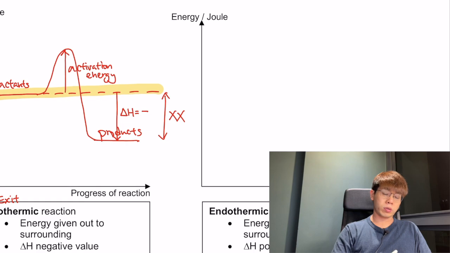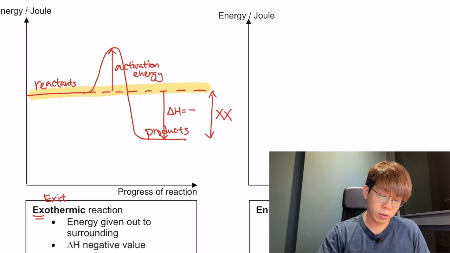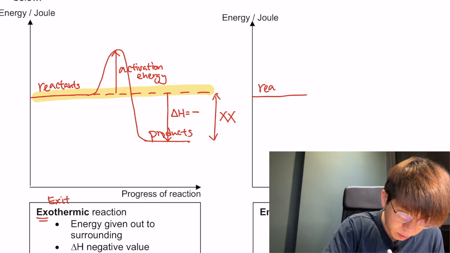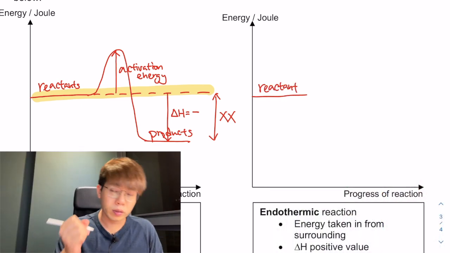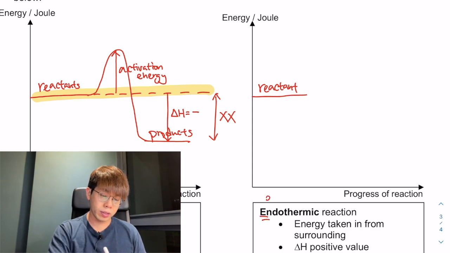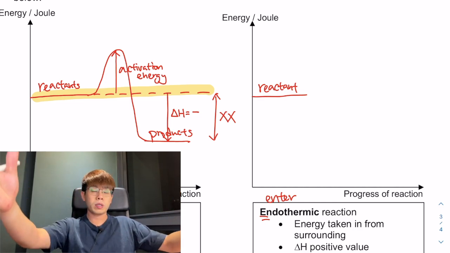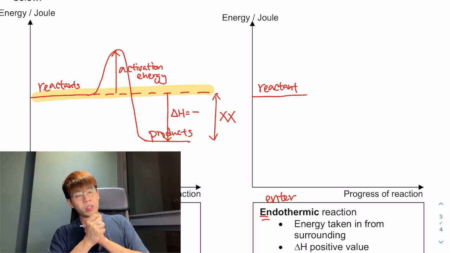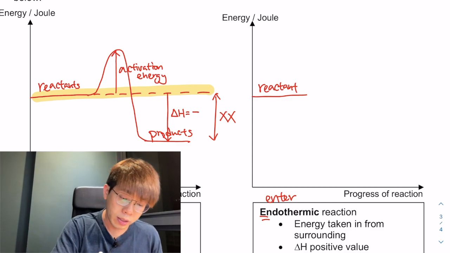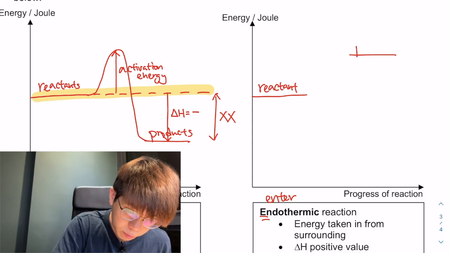Let's try an endothermic reaction, the one on the right. Let's start at the same level, the reactants. In this case, endothermic, EN, endo stands for enter. So the energy enters. I started with $100, you give me some more money, so obviously my energy at the end needs to be higher. So then this is the product.